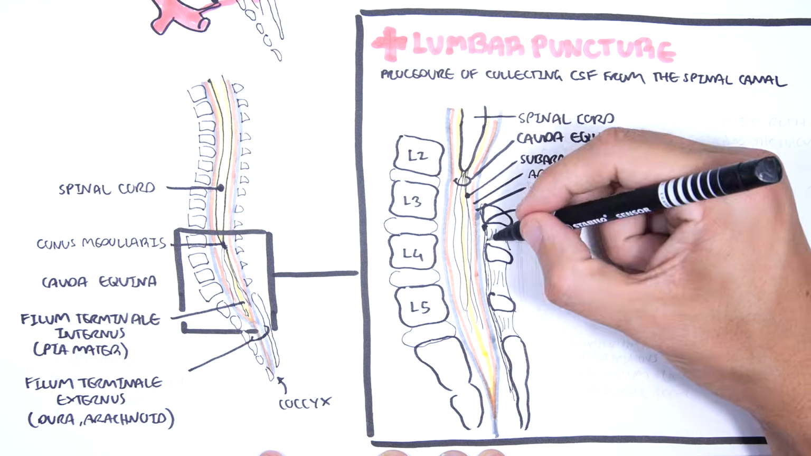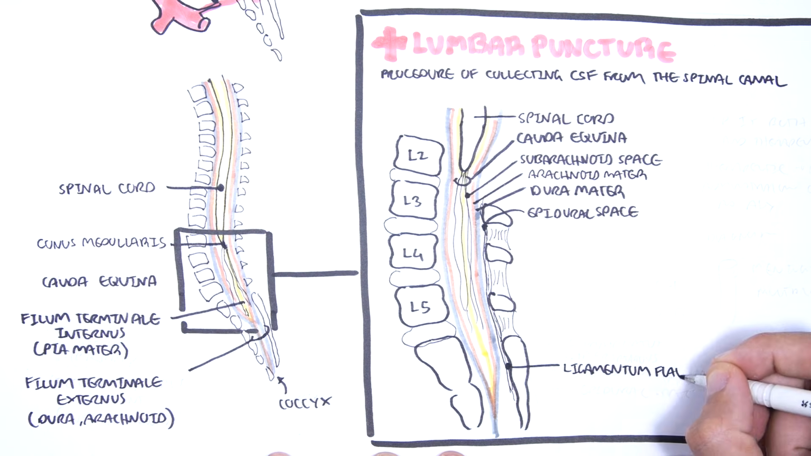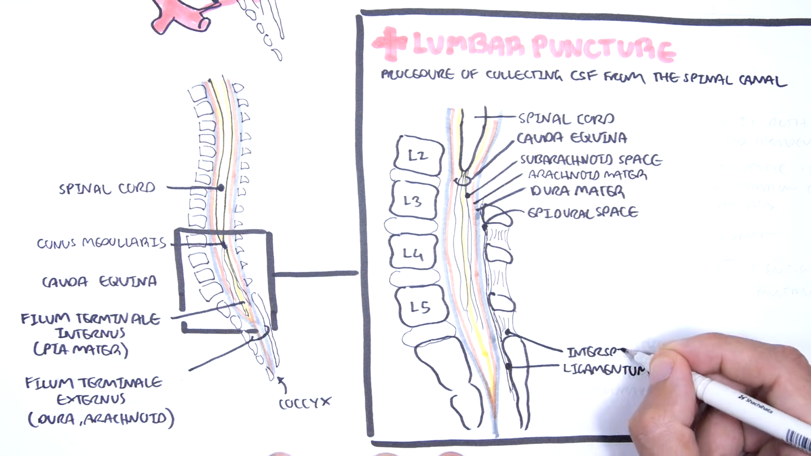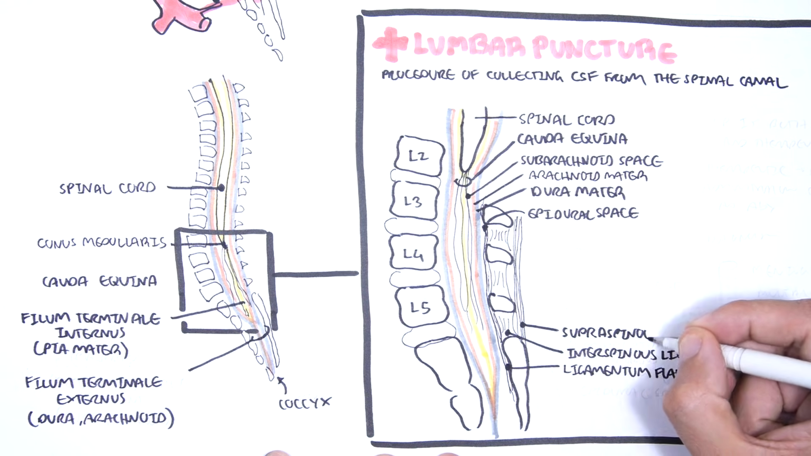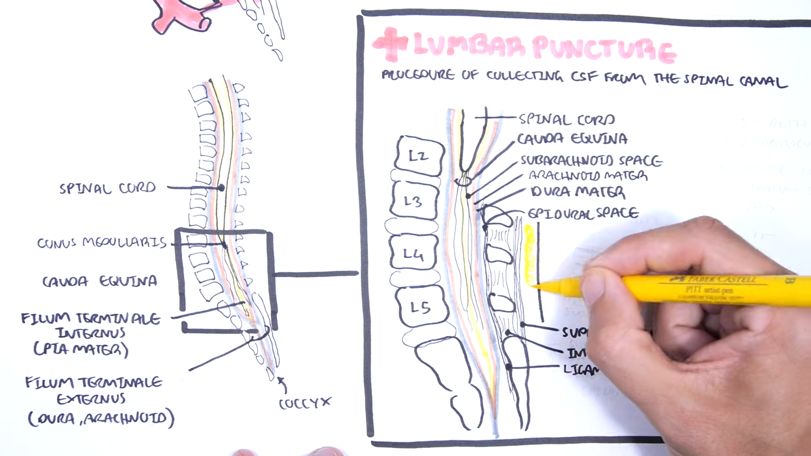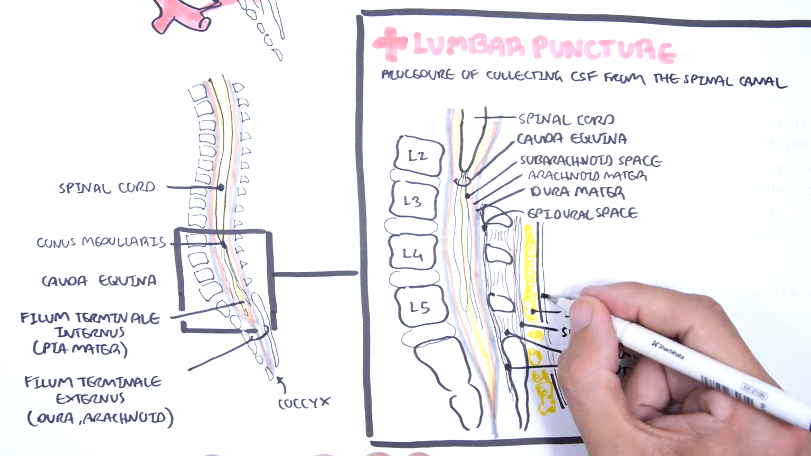First, the vertebrae is supported by many ligaments. Behind the spinal cord, you have the ligamentum flavum, interspinous ligament, then you have the supraspinous ligament. Surrounding the spinous process and the supraspinous ligament is the subcutaneous tissue, and then you have the skin.